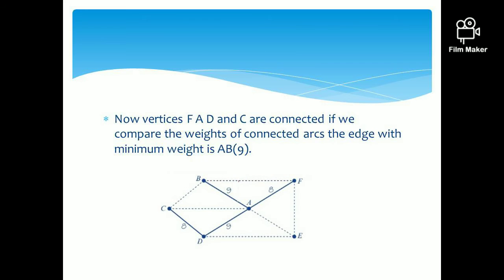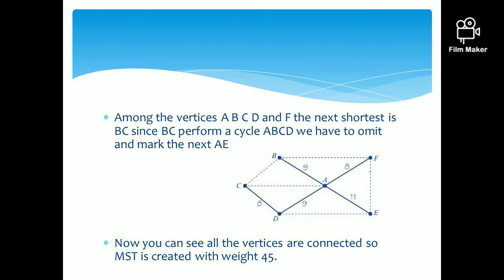Now the connected vertices are F, A, D and C. Now see, out of the edges connected to vertices F, A, D and C, what would be the next minimum weighted arc. If you refer to that, you can understand that AB with weight 9 would be the next minimum weighted edge. Therefore, you can connect the edge AB to the diagram. Now, for the moment, the vertices F, A, D, C and B are connected.